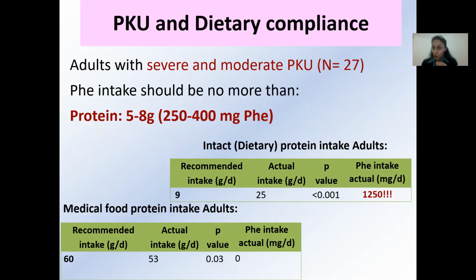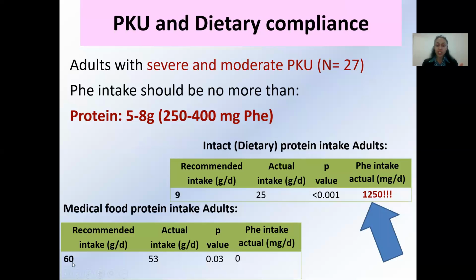But what did our results show? If you see, on average, what was recommended to these adults was to have no more than 9 grams of protein per day. But they were having approximately threefold more protein than they should be having from their diet, the actual intact protein, which is 25 grams. And this led to their Phe intake of 1,250 milligrams of Phe in their diet from their intact protein, and they should be having no more than 400 milligrams of Phe from their diet, as you can see.